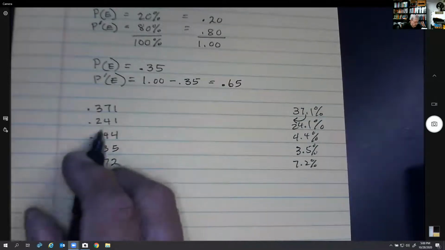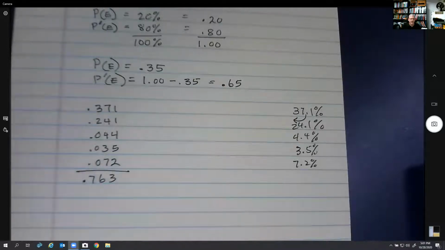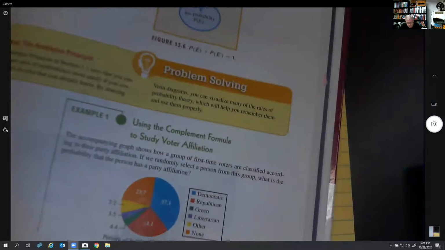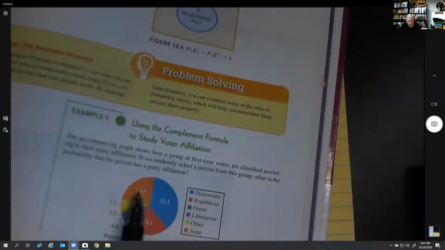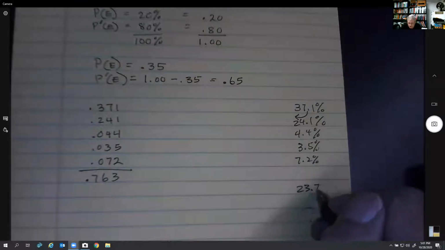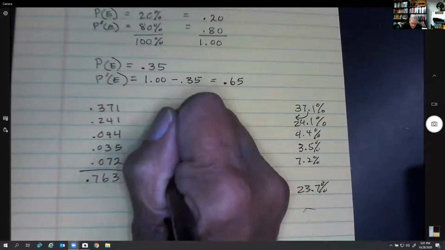So what we could do is add all these up. I'm not going to spend a lot of time on it. It should come out to 0.763. But a faster way would have been to use the number who belong to none of these, this area right here. If we subtracted that from 100%, we would find out how many belong to political parties. We know that 23.7% belong to no political party.